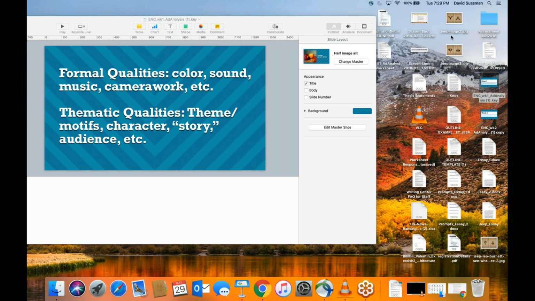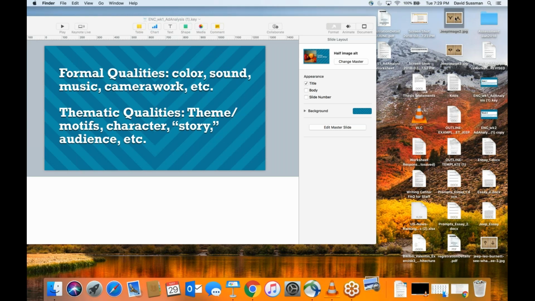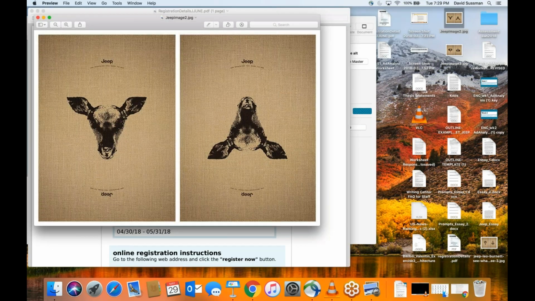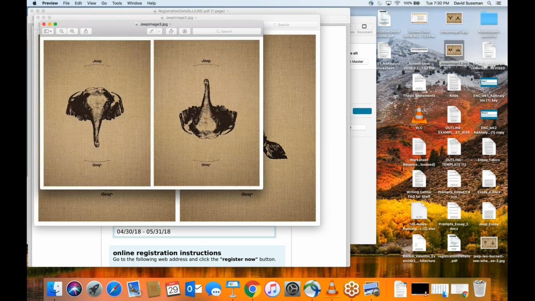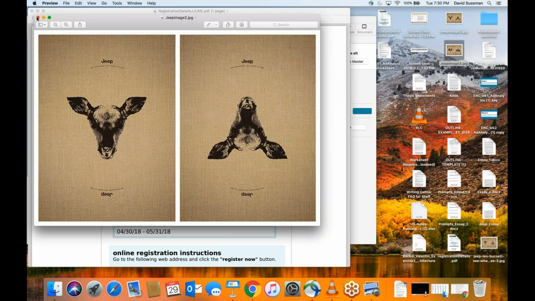Oh, by the way, there are some other examples of... here's another one in the Jeep series. Okay, so looked at one way, it's a deer's head. Looked at another way, it's a seal. Here's another one. Okay, elephant, turkey. So it's pretty nifty. Again, you don't see both images at once.